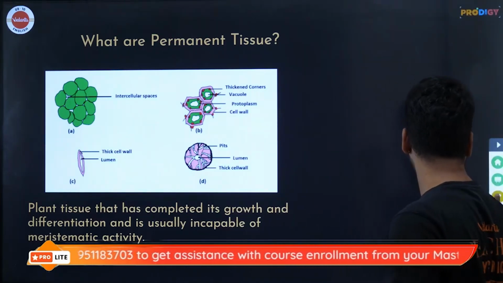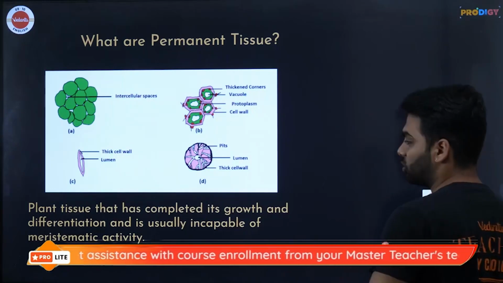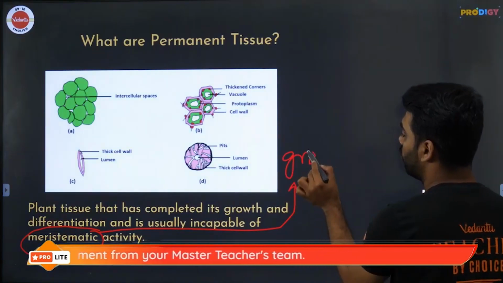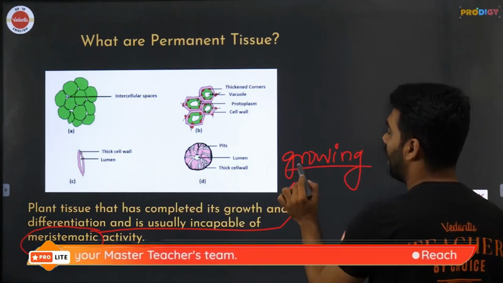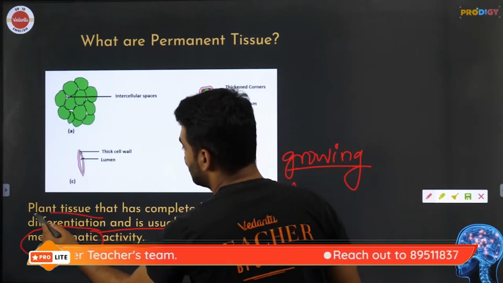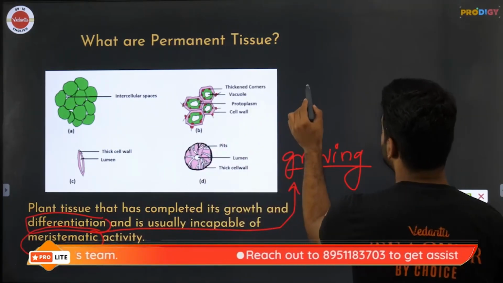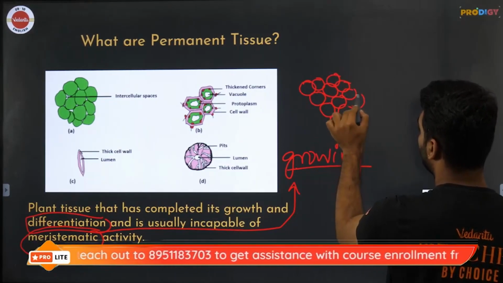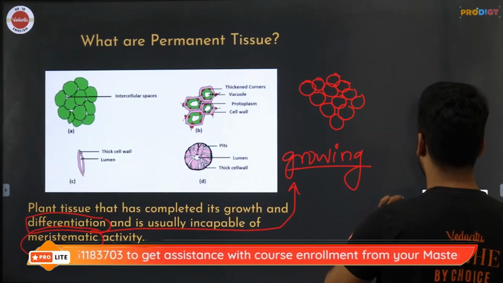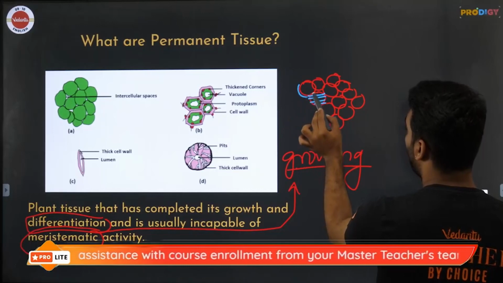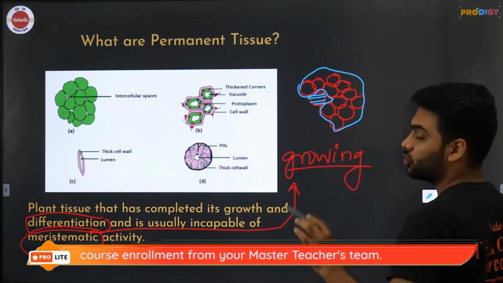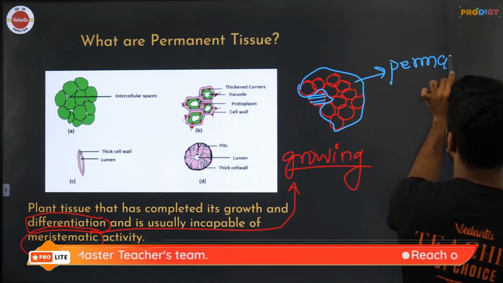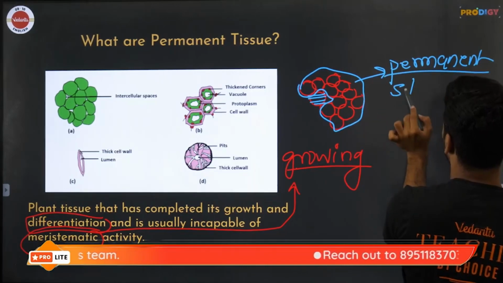What do you mean by the term meristematic activity? Meristematic activity means growing activity. Now, what do you mean by the word differentiation? Suppose a group of cells are growing, then what will happen? Except one cell, all the other cells will stop growing. So all these others will become permanent. They will stop growing.